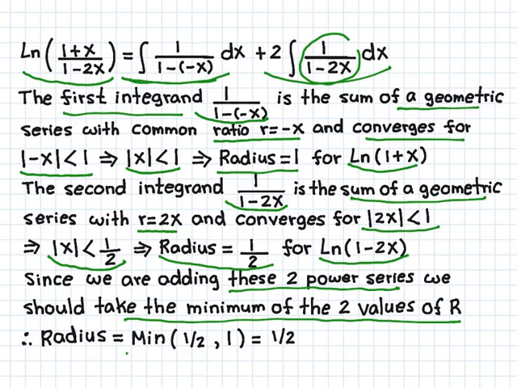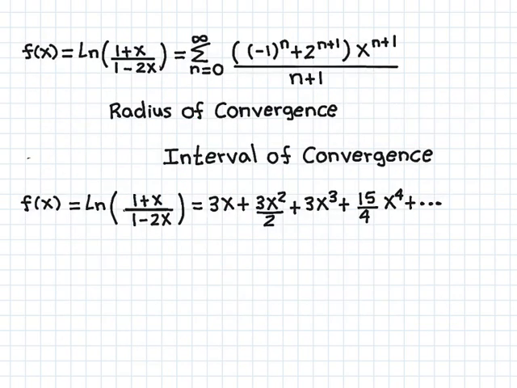So the radius will be the minimum of 1/2 and 1, and of course the minimum of these two numbers is 1/2. Always take the smaller value of the radius if you're adding two different power series, because it has to work for both of them. All right, so what we have is log of (1 plus x) divided by (1 minus 2x) is equal to the summation n equals 0 to infinity of (negative 1 to the power of n plus 2 to the power of n plus 1) times x to the power of n plus 1, divided by n plus 1.